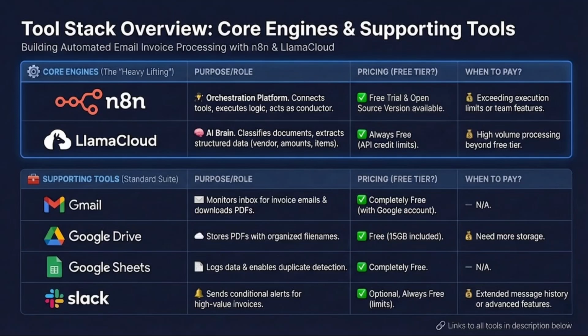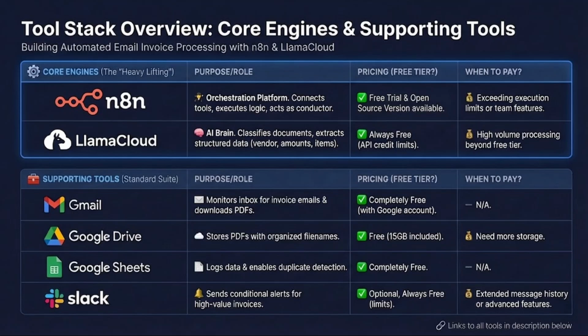Now let's talk about LlamaCloud. This is really exciting and probably new to most of you. This is the AI brain that does the heavy lifting. It classifies documents as invoices, receipts, or other documents, and then extracts all the structured data automatically, like vendor names, amounts, dates, line items. This is what eliminates the manual data entry, and basically, this is a game changer. It's also free with limits on API credits, and you only have to pay when you're processing high volumes beyond the free tier.